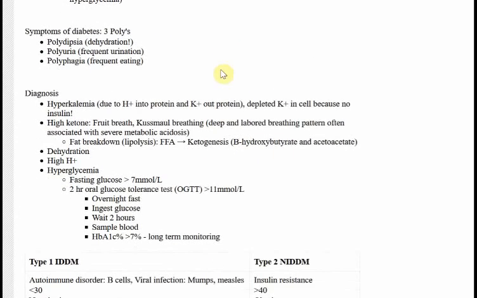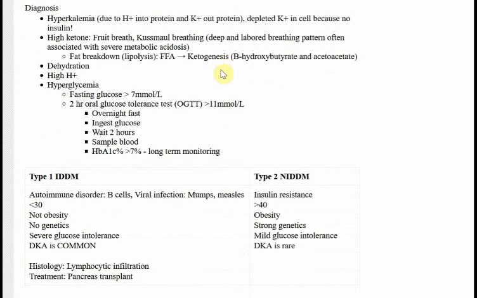The diagnosis, if you're asymptomatic, you need 2 abnormal lab values, so 7 as a fasting or 11 as a glucose tolerance test or HbA1c. If you're symptomatic, you only need 1 abnormal blood test. Polyuria, polydipsia, and polyphagia. The treatment for type 1 is because it's insulin deficiency, you give them insulin. If it's type 2, which is insulin resistance, you give them things to sensitize the insulin, such as metformin, and other adjuncts, such as insulin, sulfonylurea, and so forth.